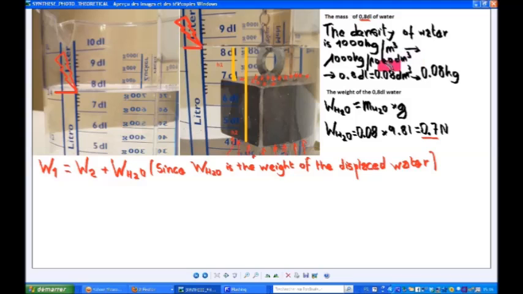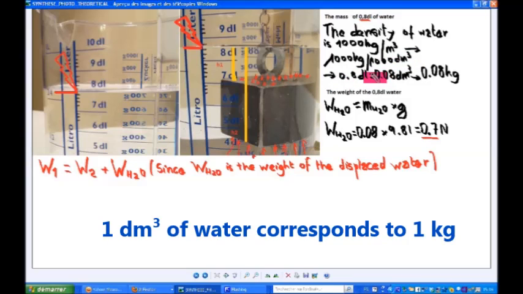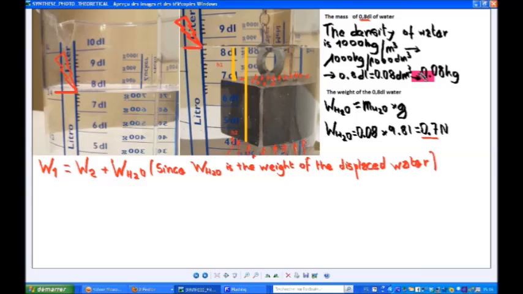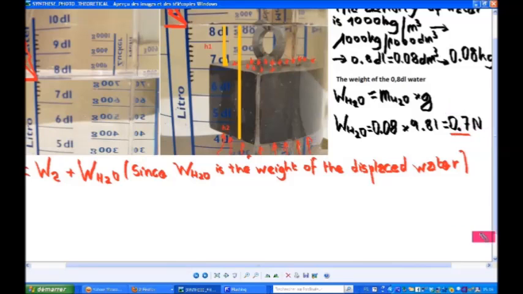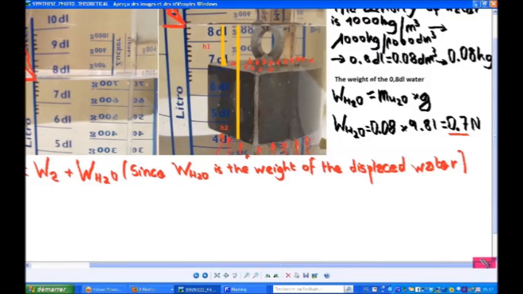We can explain this as we know that 1 cubic decimeter of water is equal to 1 kilogram of water. So 0.08 cubic decimeter of water equals 0.08 kilogram as the mass of water. So now we know the mass of water.